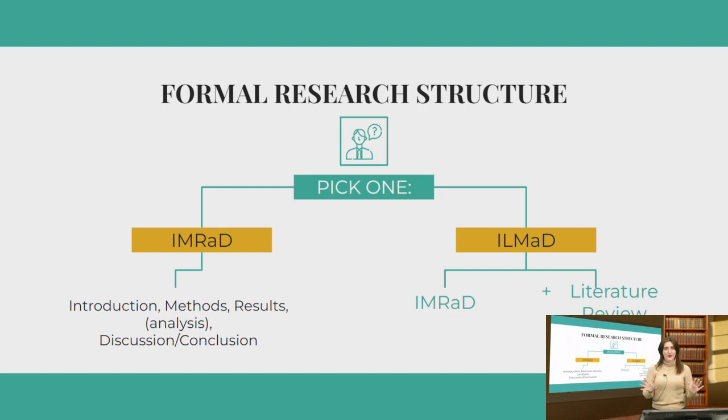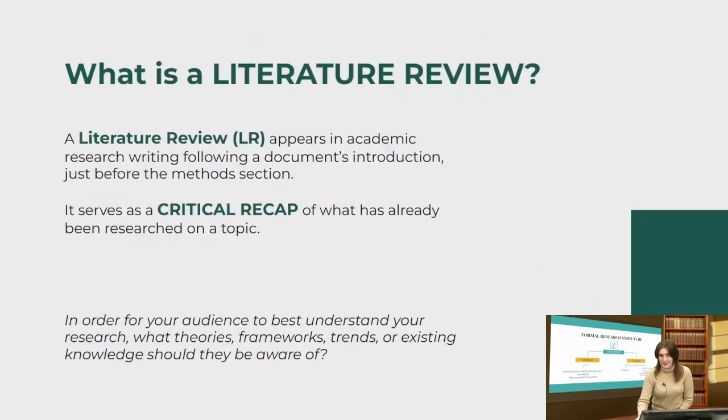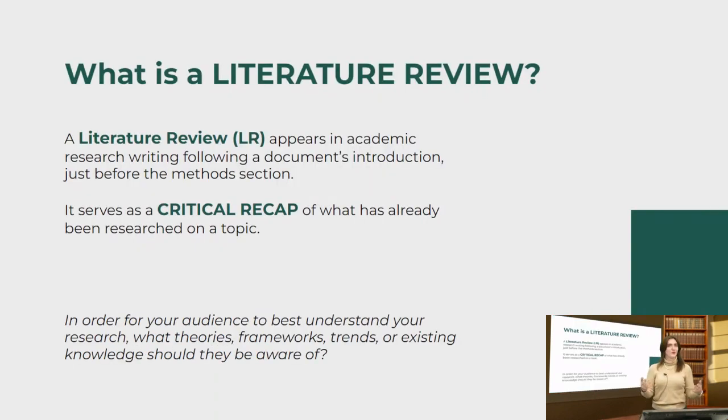In that previous video, we give a brief but comprehensive overview of what goes in each of those sections. Today, we're zeroing in on the literature review. Now, what is a literature review? Great question. A literature review appears in academic research writing following a document's introduction and just before the methods section. It serves as a critical recap of what has already been researched on a topic.